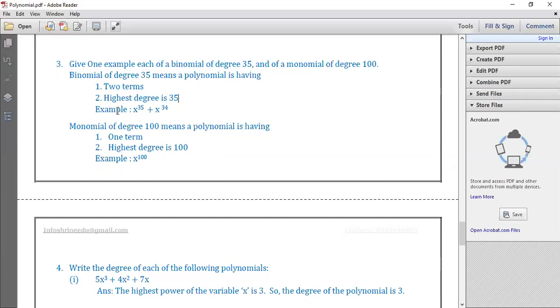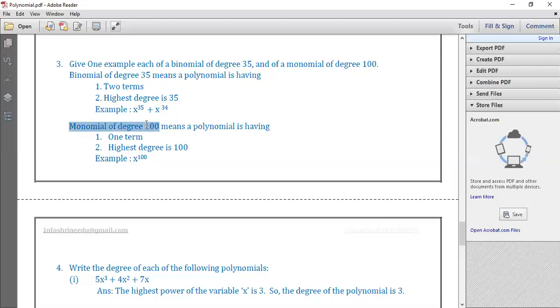So since it is a two-term polynomial, for example we can give x power 35 plus x power 34, but the highest always should be there, because the degree denotes the highest one. You can also say x power 35 plus x power 33, or x power 35 plus x power 32, or x power 35 plus x square, or x power 35 plus x power 4, or whatever, but it has to be two terms. The highest one should be x power 35. Or you can say x square plus x power 35, whatever the order, but it has to be two terms. One should have a degree of 35.